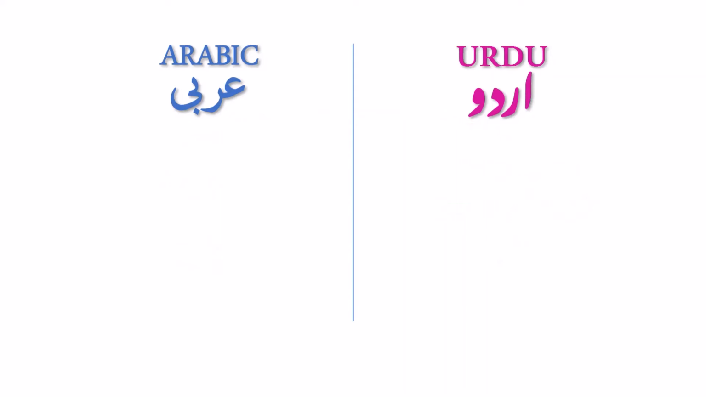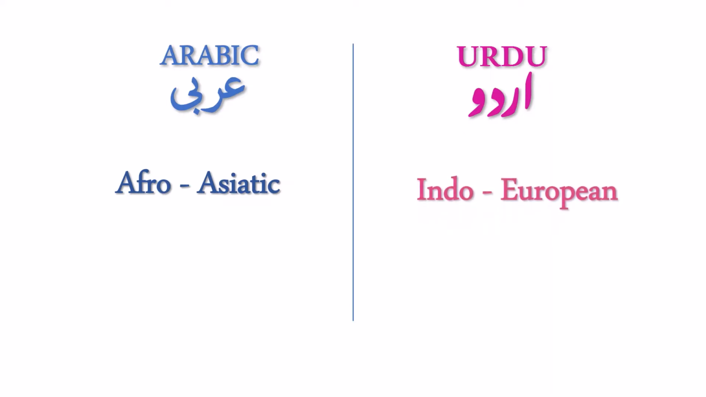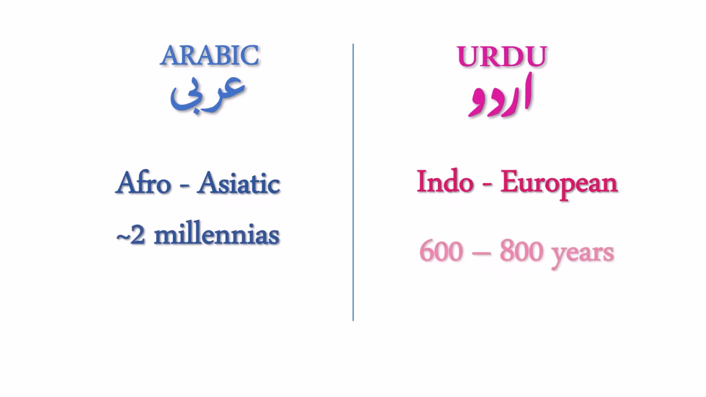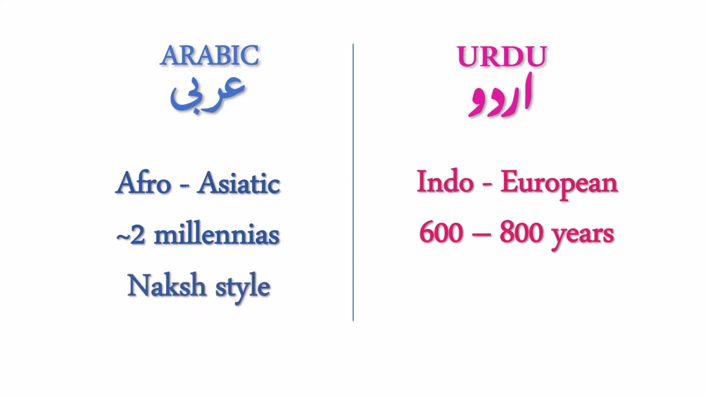Arabic is a member of the Afro-Asiatic language family. Urdu belongs to the Indo-European language family. Arabic has existed for nearly 2 millennia. Urdu has been around for 6 to 800 years. Arabic is written in the Naqsh style. Urdu is written in the more fluid Nastaliq style.